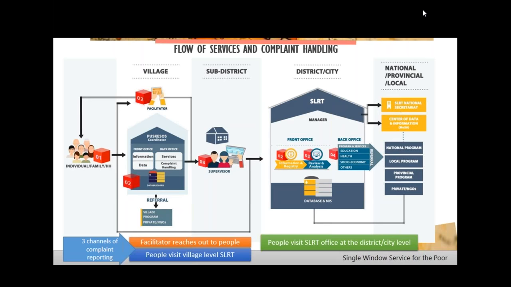This is in addition to the existence of a supervisor at the sub-district level. But the supervisor is very much bridging the SLRT office at the district level and the Puskesos at the village level, or the village level SLRT plus the facilitator proactively reaching out to people. Next, please.